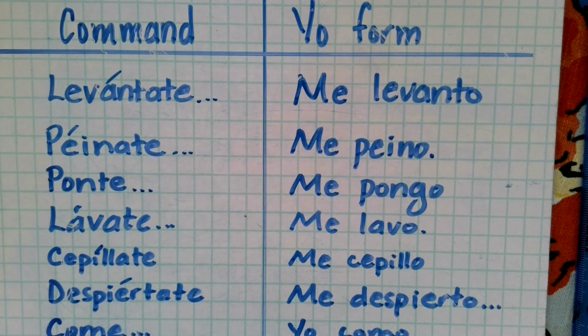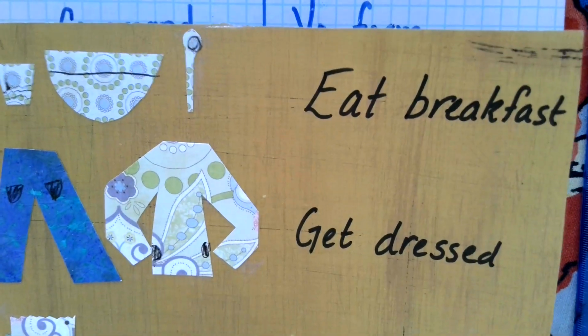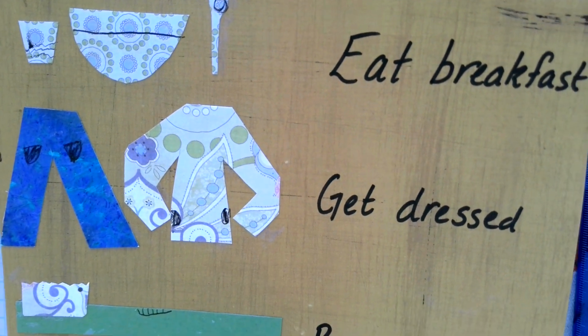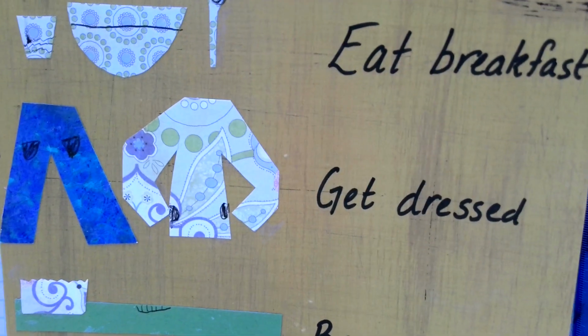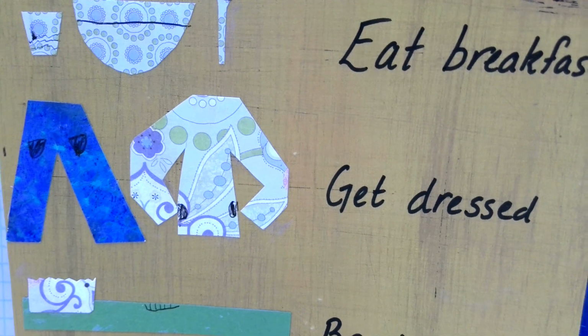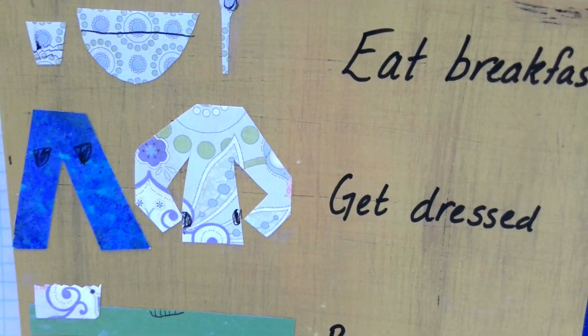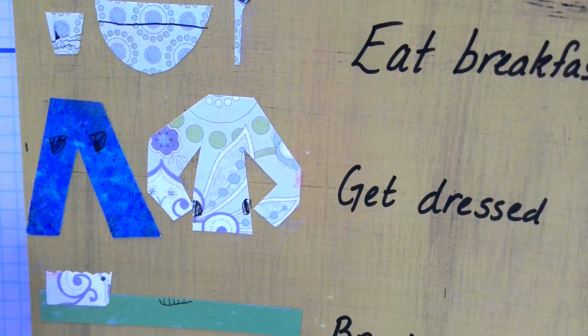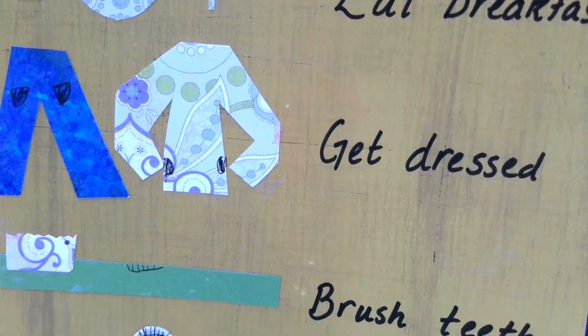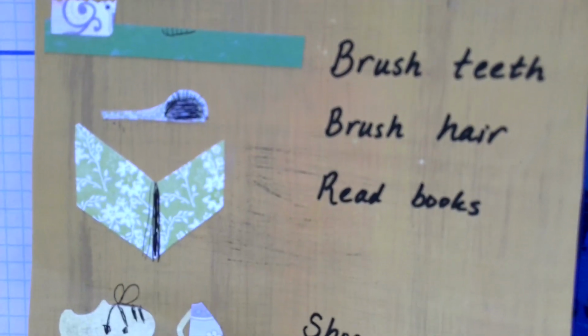But what we're going to do is create a kind of visual representation of what you do to get ready in the morning. And this is something that I made for my kids when they were little, before many of them could read. So you're going to have some pictorial representation of what has to happen in a certain order, okay?